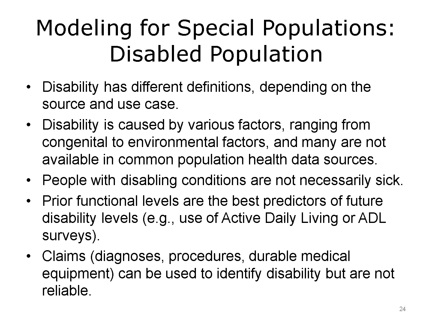Prior functional levels are the best predictors of future disability levels, such as the use of activities of daily living, or ADL, surveys. However, such survey information is limited across a large population data warehouse. Insurance claims data include useful information that can be used to identify disability, such as diagnosis, procedures, and extra information on durable medical equipment, but none of them are reliable.